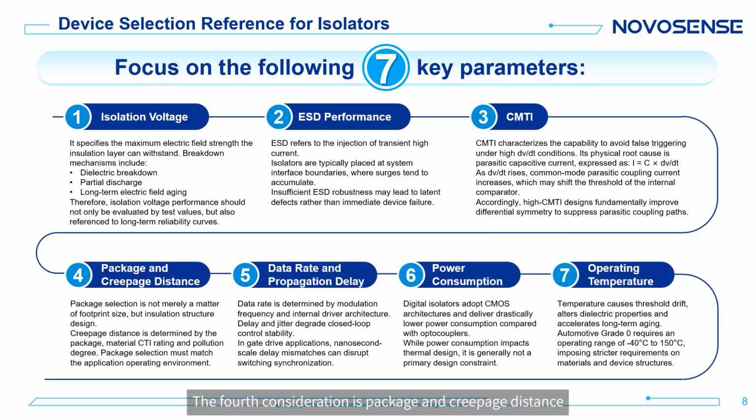The fourth consideration is package and creepage distance. Package selection is not simply about footprint size. It is closely related to insulation capability and safety clearance requirements. NOVOSENSE offers SOP, SOW, and SOWW package options to satisfy different safety requirements.